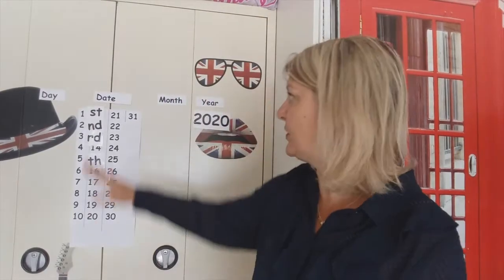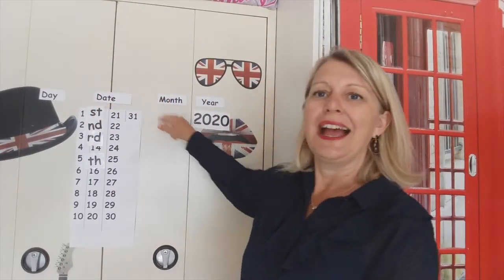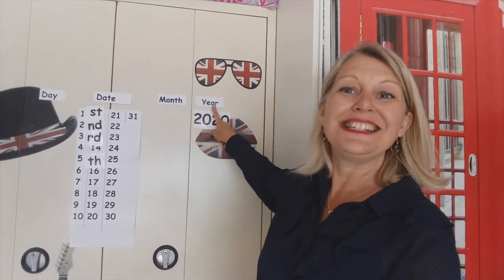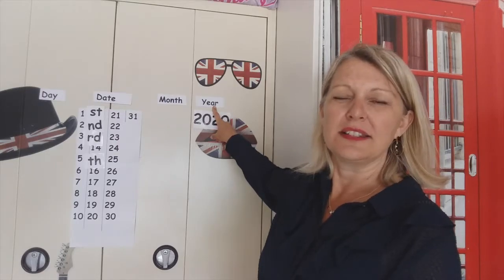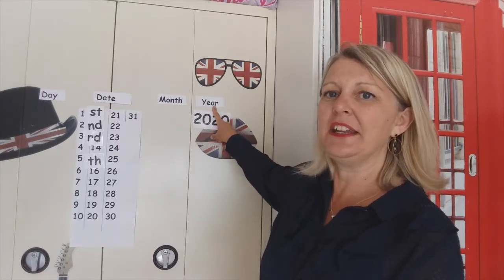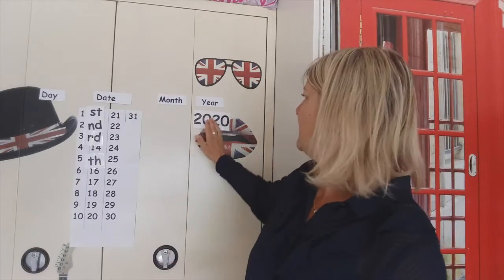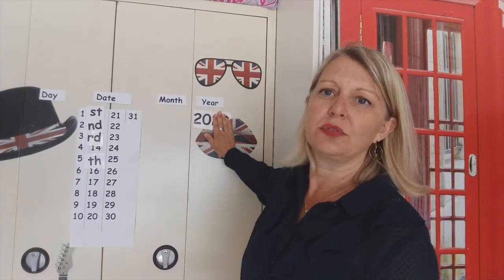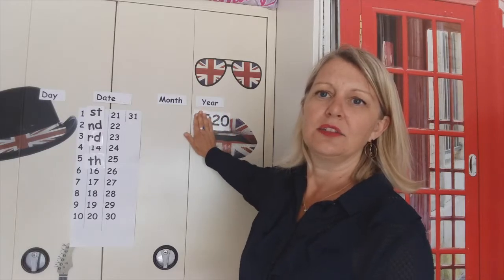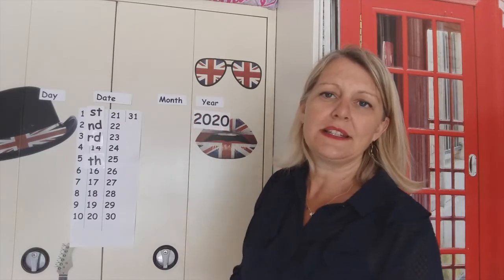So we've done the day, the date, the month. And then we have, of course, the year. The year. Pas un peu difficile à dire, the year. Year. So the year, it's still 2020. We divide it in two. On le divise en deux, so we say 20 20. To make it easier, c'est plus facile.